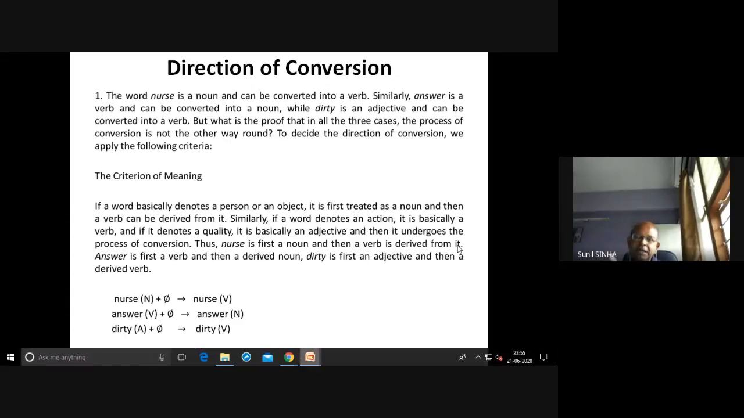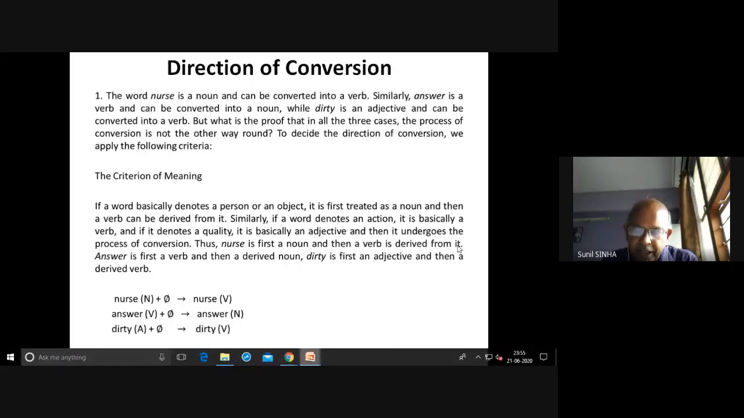So what is the basic meaning of a word? We take the basic meaning of a word and then we choose the class of that word. The basic meaning of nurse is a person. The basic meaning of answer is action, and therefore it is a verb. The basic meaning of dirty is a quality, and therefore it is an adjective. So basically nurse is a noun, basically answer is a verb, and basically dirty is an adjective.